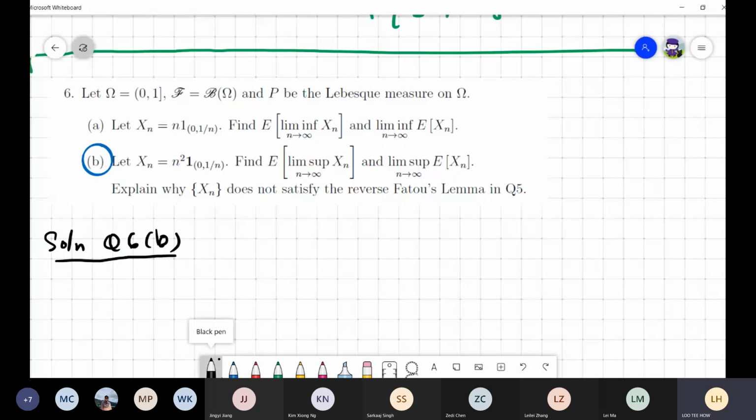So again, omega is the unit interval 0 to 1. And as usual, we take the sigma field to be the Borel sigma field, and we take P to be the uniform Lebesgue measure on omega. We define this random variable Xn to be n squared times this indicator. So we're going to find E of limsup Xn and limsup E of Xn. The reason is we want to compare with the reverse Fatou lemma in question 5. So we're going to look at it later.